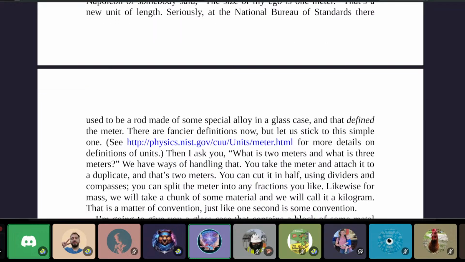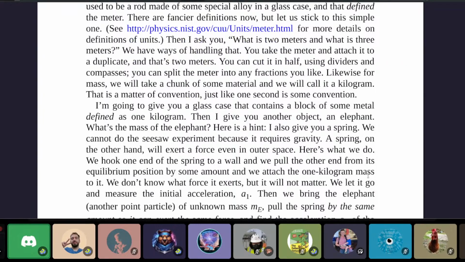Seriously, at the National Bureau of Standards, there used to be a rod made of some special alloy in a glass case, and that defined the meter. There are fancier definitions now, which I know you guys know well.